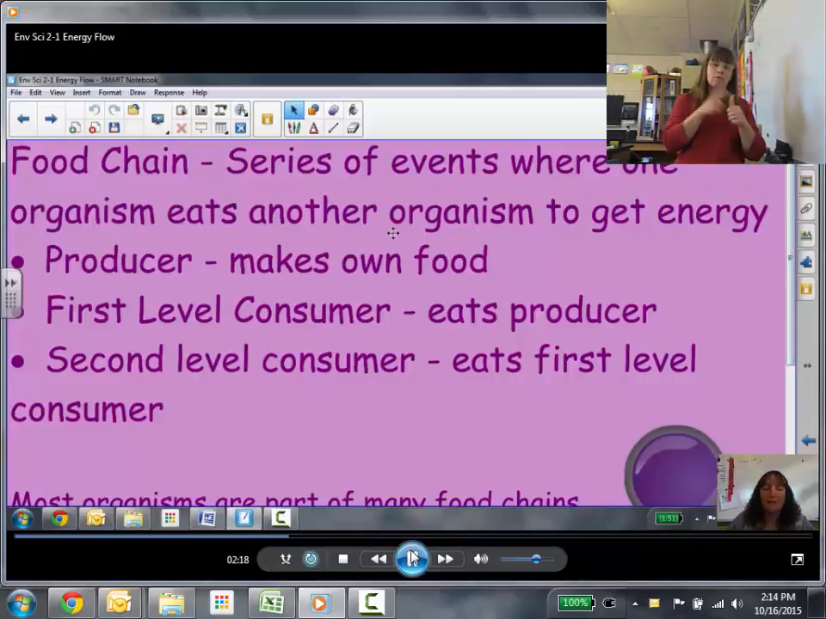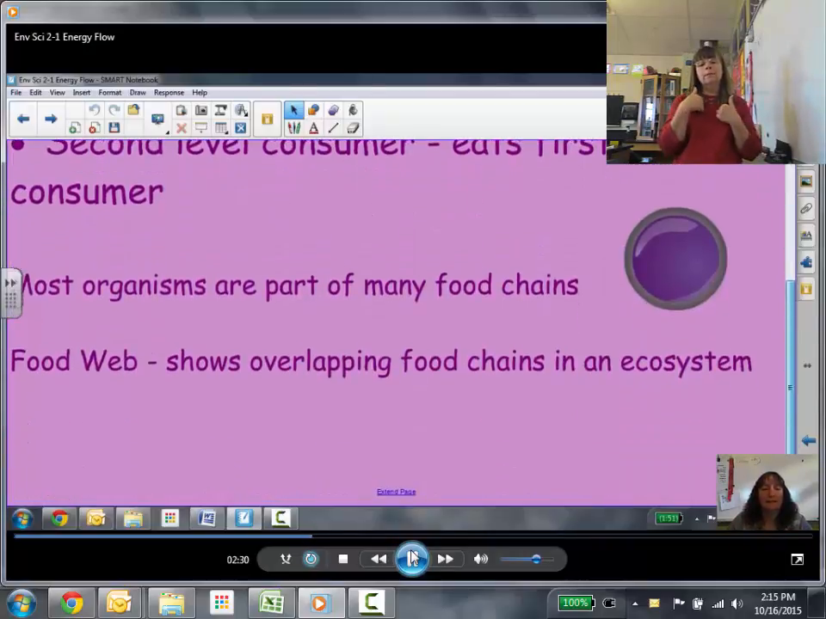Now the thing to remember, life is not simple. It's not just a simple little chain where this animal eats that animal and that animal eats that animal. Most of them are parts of many food chains. So it's called a food web, because by the time you connect everybody who's eaten everything, it makes almost like a spider web.